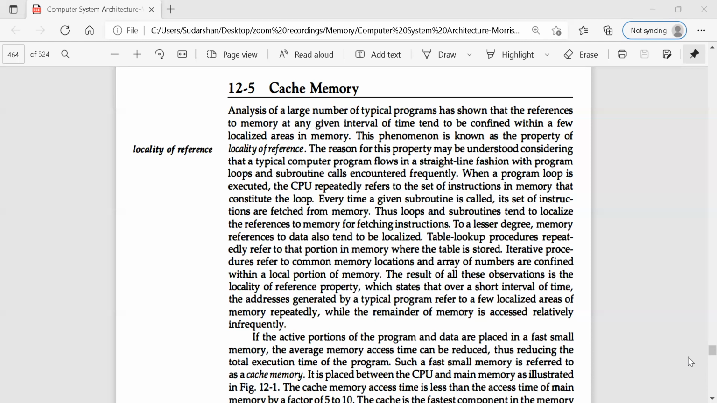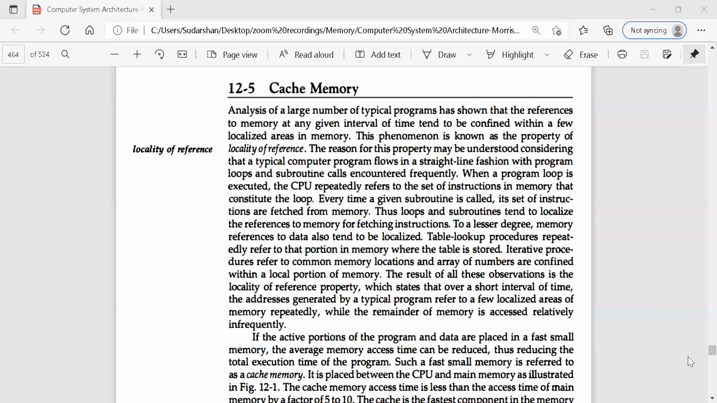I did mention what locality of reference is in the beginning. Again, you can recall: when you go in for execution of a program, at any given point of time or at any given time interval, it is confined only to a few localized memory spots. And this property is called the locality of reference. Let me give an example.